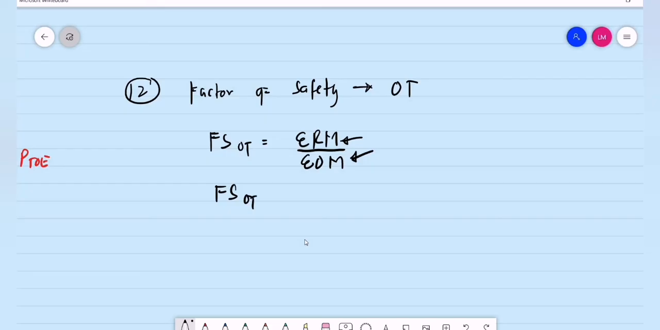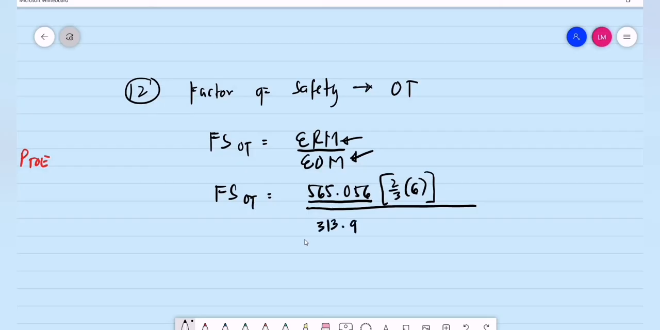So the factor of safety against overturning is equal to 565.056 multiplied by 2 over 3 of 6. That is the righting moment due to the weight of the dam. This is all over the overturning moment, which is caused by the hydrostatic force of the water, 313.92, multiplied by 1/3 of 8. So we have a factor of safety against overturning equal to 2.7.